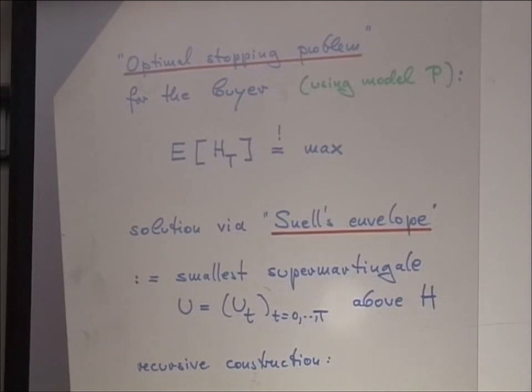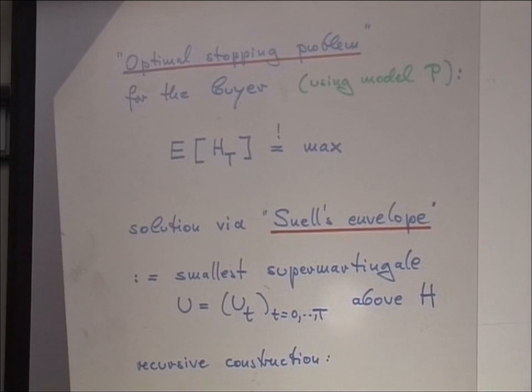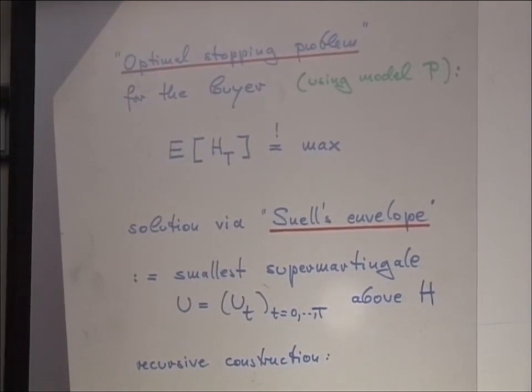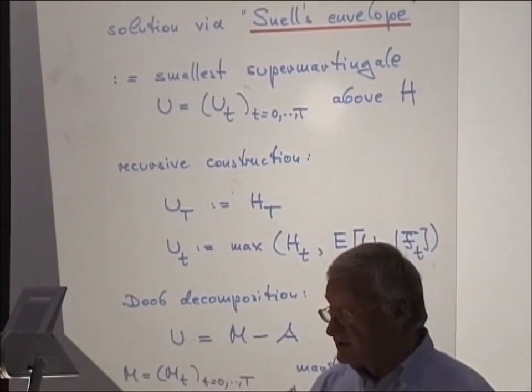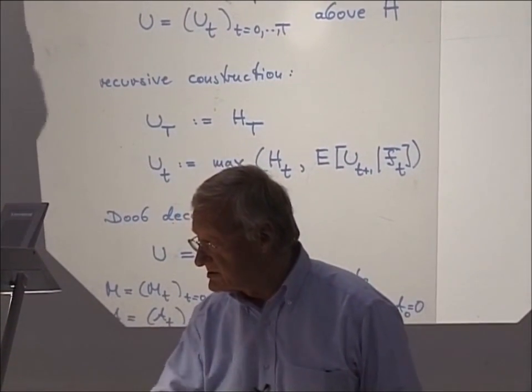If you decide to wait, and you already know what your position would be worth one step further, you would have this quantity, and you compare the expectation of the value one step further if you wait with this quantity which you could get right now by exercising now. And u_t is the maximum of these two quantities.